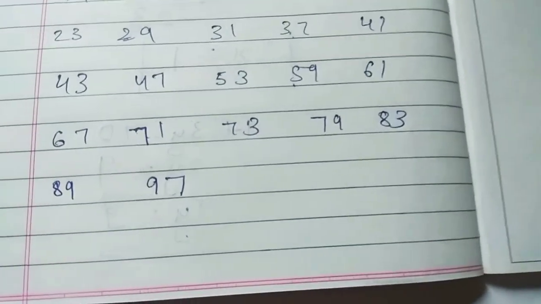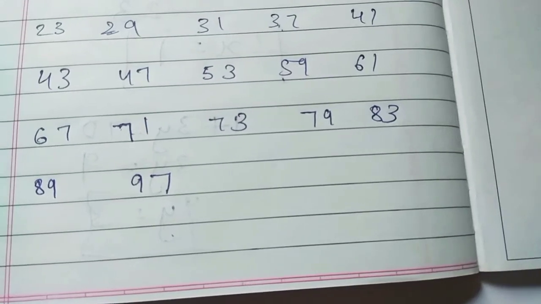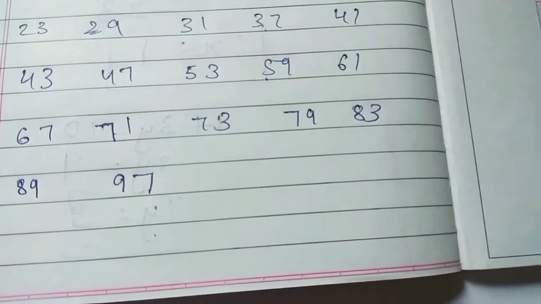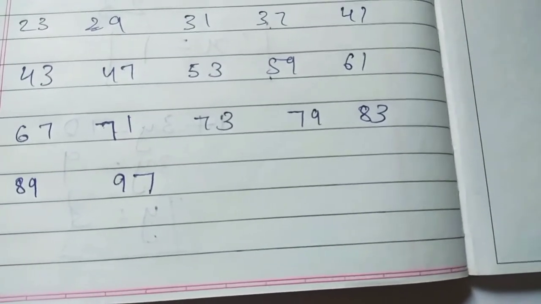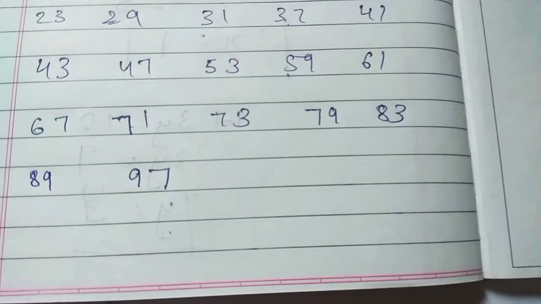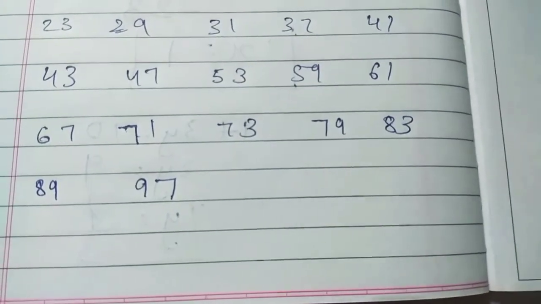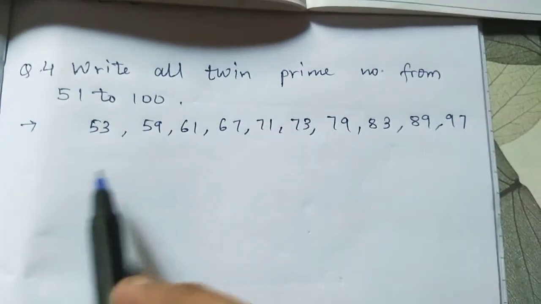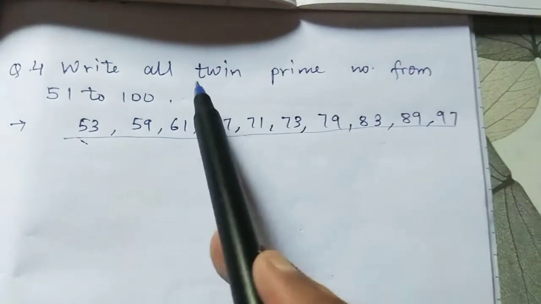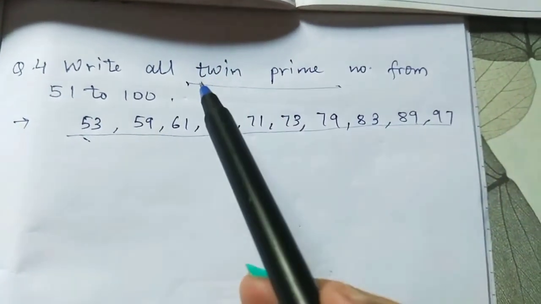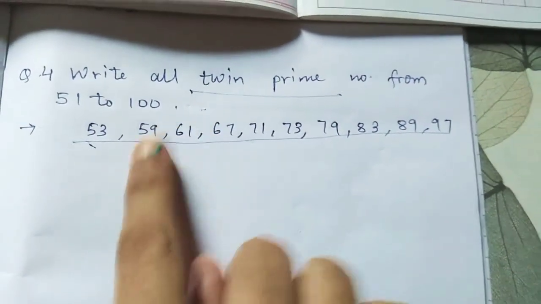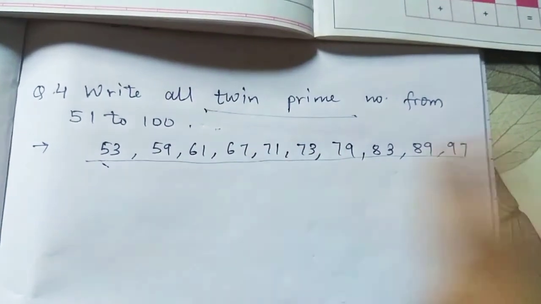I am just going to write down here 53, 59, 61, 67, 71, 73, 79, 83, 89, 97. So these are the prime numbers from 51 to 100. Among these, we have to list twin prime numbers. Now what is a twin prime number? If there is a gap of 2 between the prime numbers, then they are a twin prime pair.